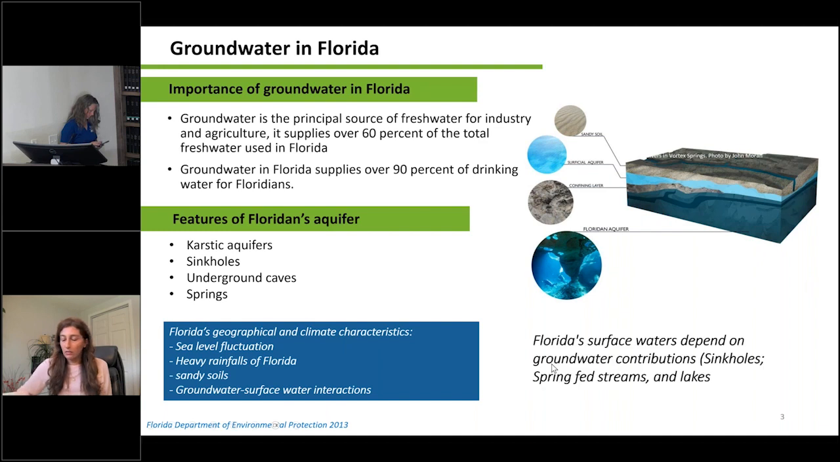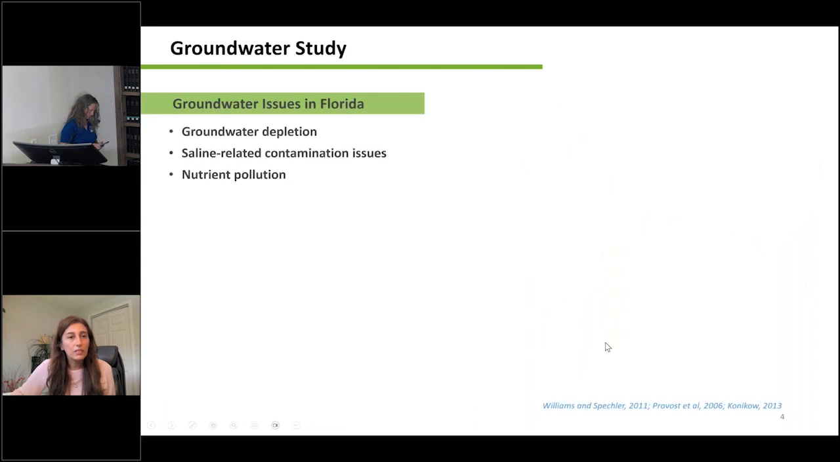Lakes, canals, and rivers here also receive over half of their total inflows from groundwater. Knowing that they are very related to each other, if there is an issue in the groundwater, we are most probably going to have an issue in surface water.